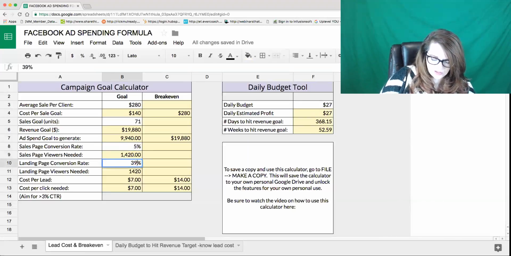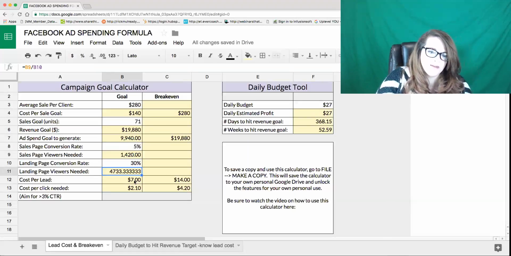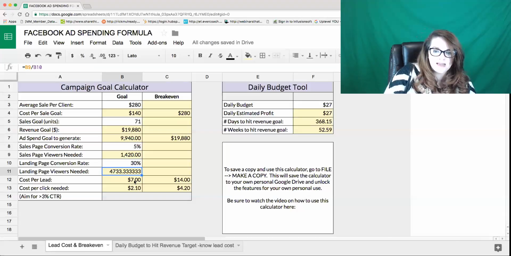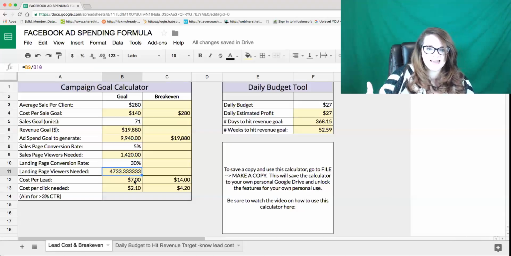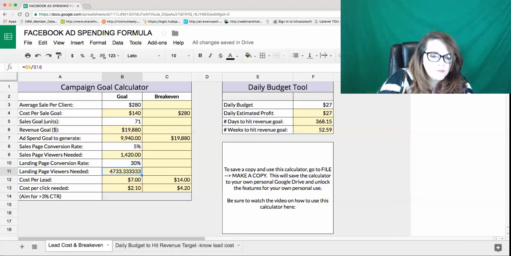And let's say I have a 30% opt-in, right? What does that look like? Well, then I can spend $7 per lead. So you can see the more robust your funnel is and the greater length that you can start to keep their attention, the more money you can spend per lead and still make the same amount of profit, if that makes sense, okay? Because you're going to need fewer leads to get there.